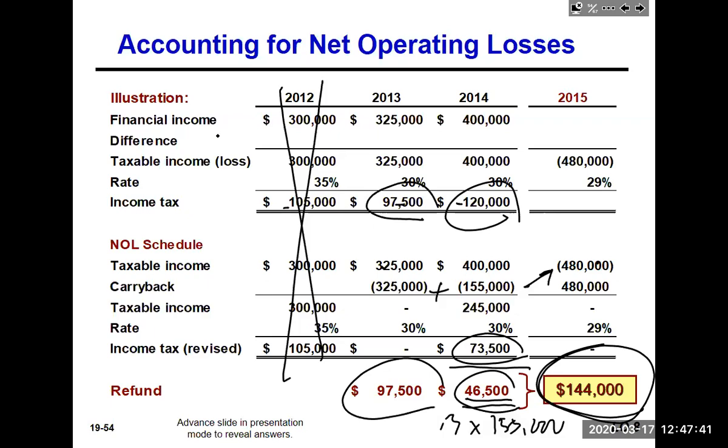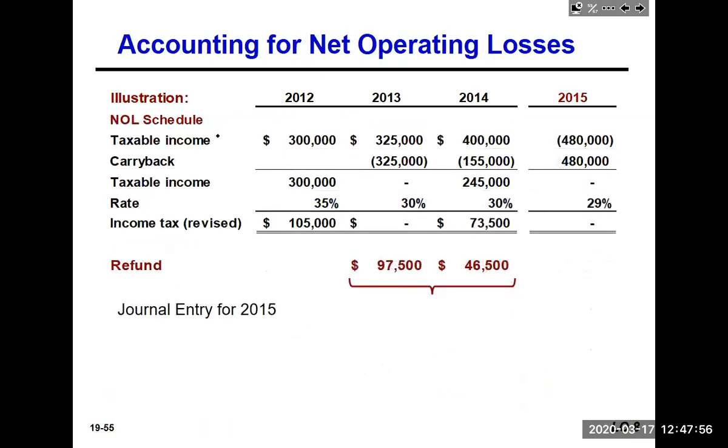It's worth remembering what we did in the old days, because you're going to get a job here in the next year or so. That's probably going to come up. So you probably ought to understand how to work a problem if it was a carryback of 2 years. All right, so we expect a refund of $144,000.